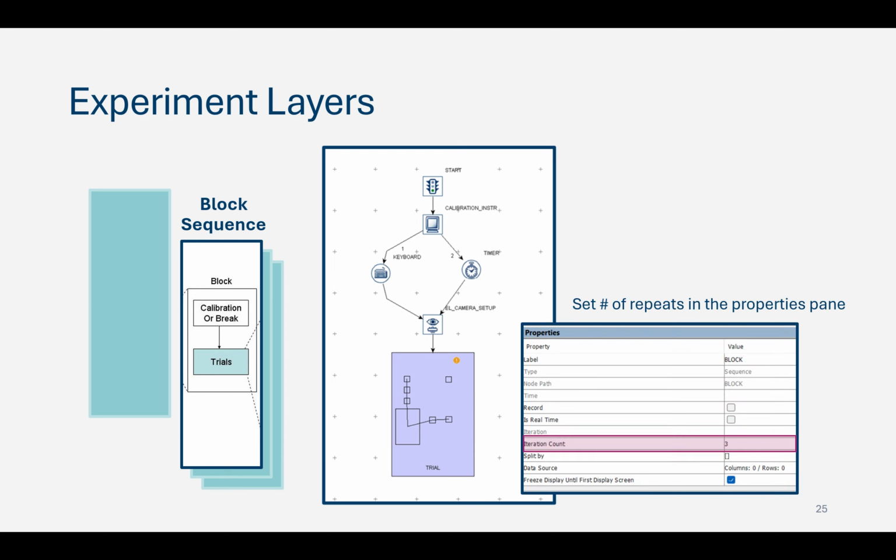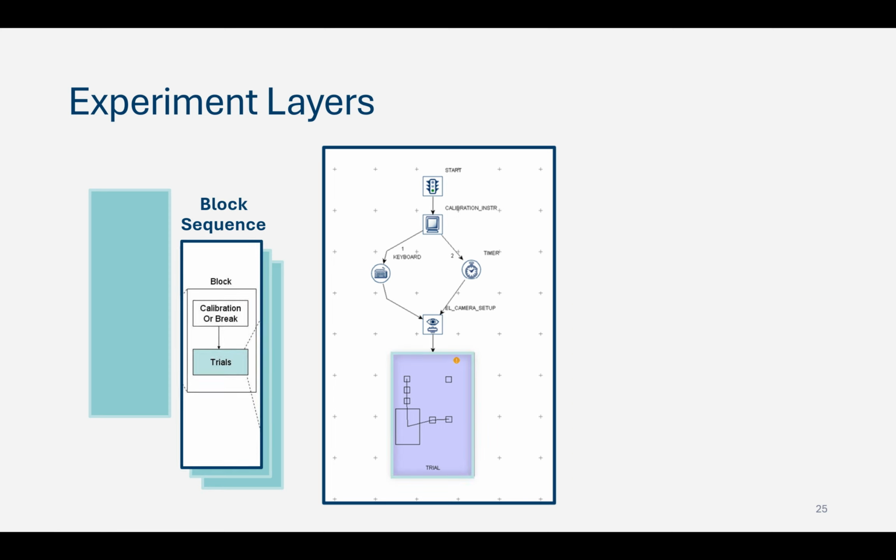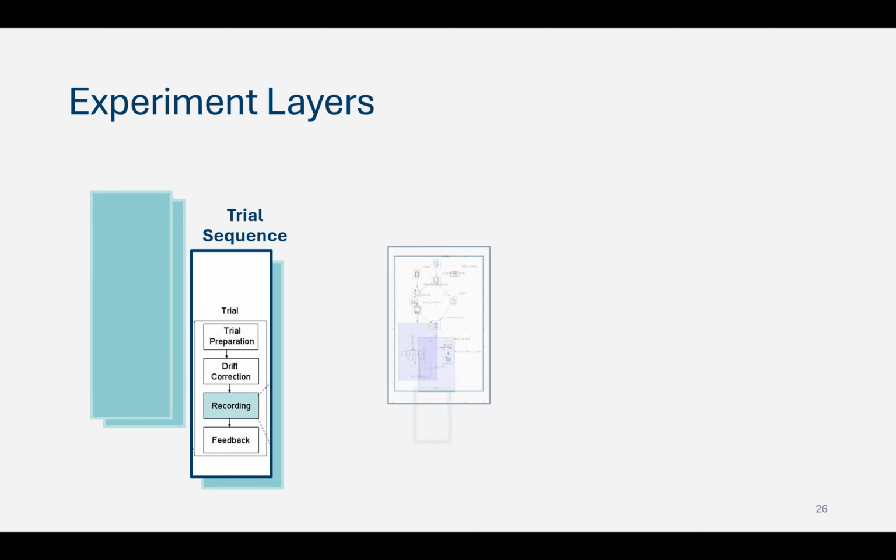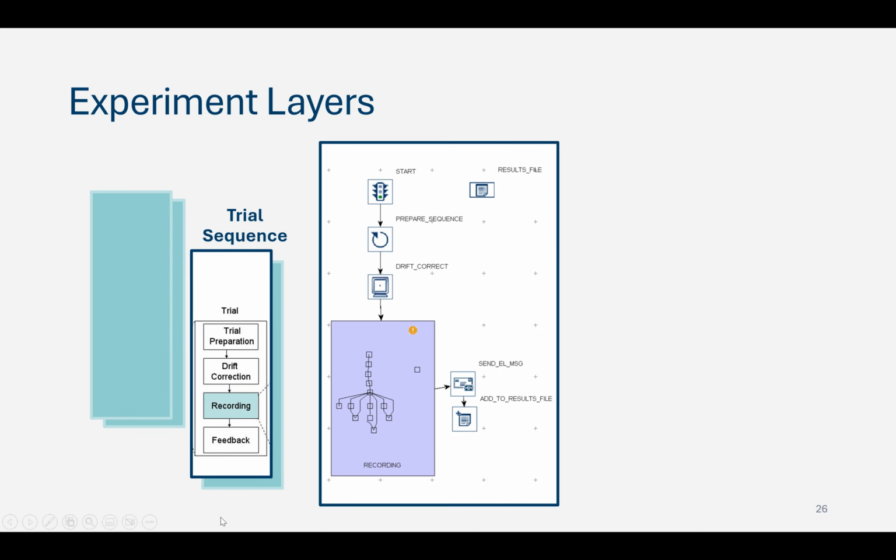Something to note about the blocks is that you will need to set how many times it repeats in the properties pane. Over here, you'll just say iteration count, and that'll tell it how many times you run through this same block. Then, of course, we can descend into the trial sequence, which SR Research says should include these four components. So trial preparation is a prepare sequence that you can just drag in. A drift correct, you can also drag in. And then you'll have to put your recording loop. And then you'll come out of the recording loop to send feedback or to display feedback, rather.